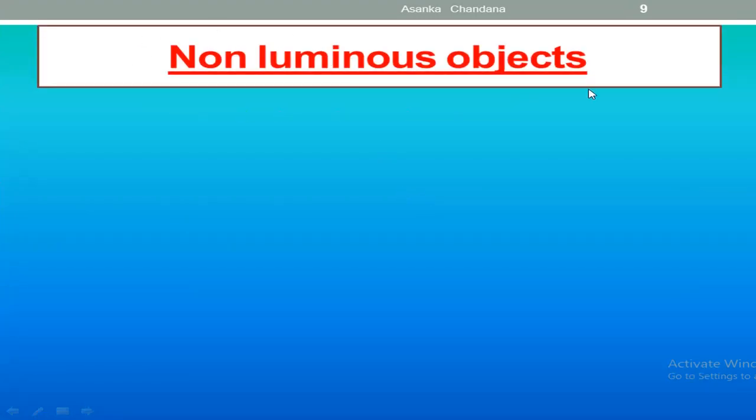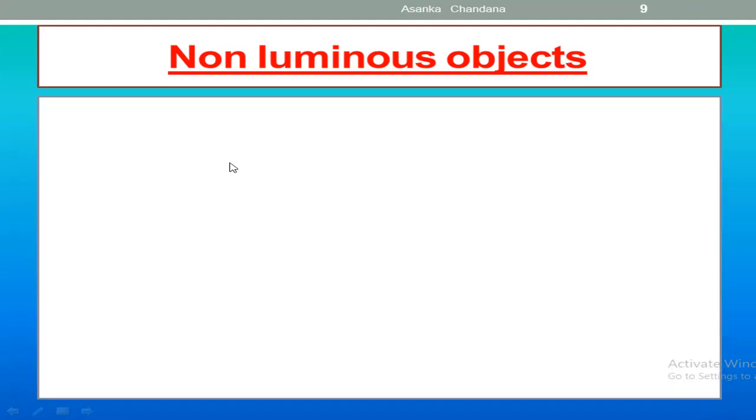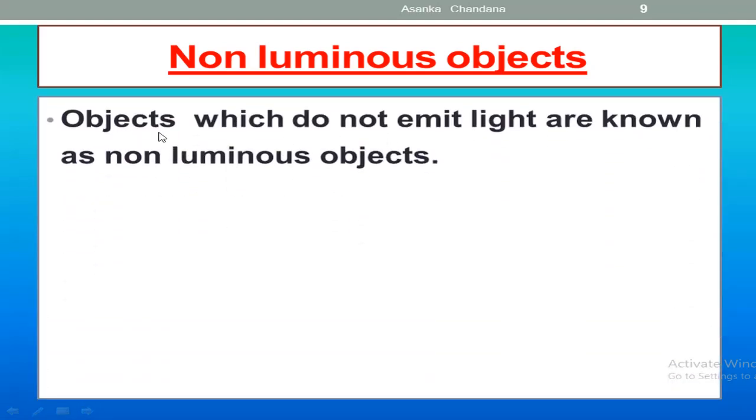Then we are going to learn about the non-luminous object. Let's learn what a non-luminous object is. Objects which do not emit light. The objects which do not emit their own light are known as non-luminous objects. Let's learn about the examples for the non-luminous object.